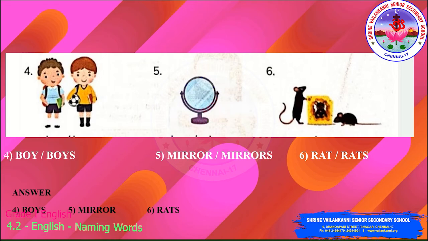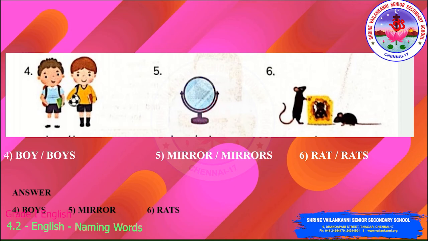Now in the next picture, we have a mirror. We have only one object, only one mirror. In that case, we need to select the option where there is no s. So we need to select the first one, M-I-R-R-O-R, mirror. Now let's see the last picture. In the picture, we can find rats, three rats. In that case, it is 3, which means it is many, more than one. If it is many, we need to select the option which ends with s. So we have to select the second one, rats, R-A-T-S.